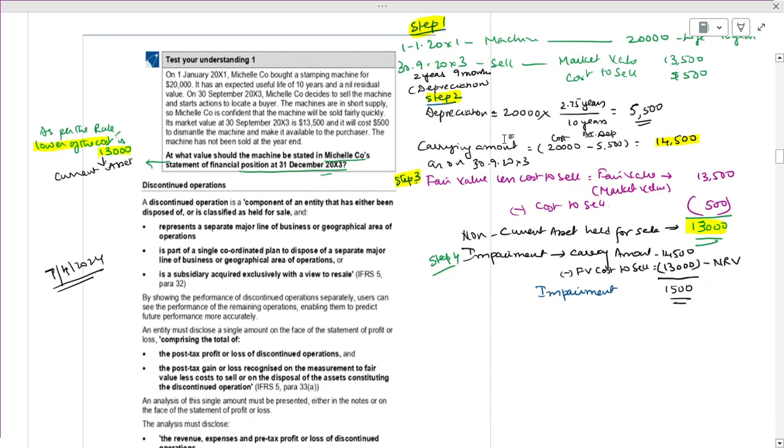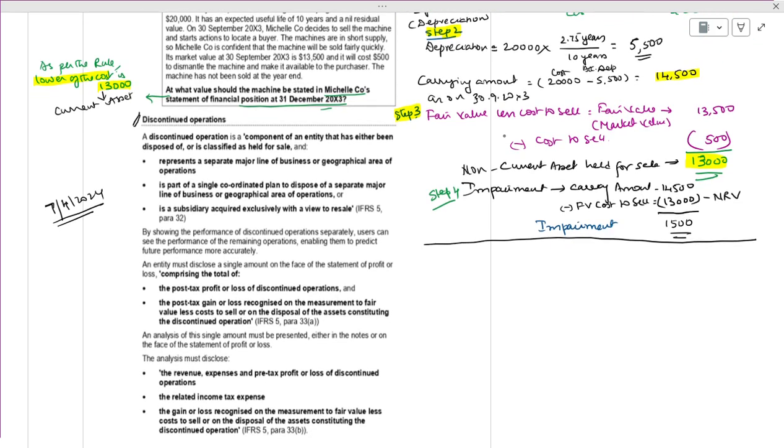Now, this is the first thing. The second part is discontinued operations. What do you mean by discontinued operations? It is a component of an entity. We are not discontinuing the entire business. Understand the point? A component of the entity, a portion, a part, a portion of the business.